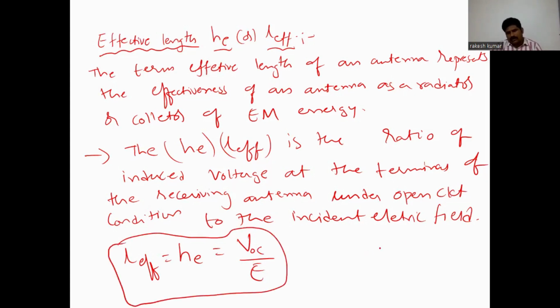And what is the unit of the electric field? The unit is volts per meter. This is equal to E. So this is the other definition.